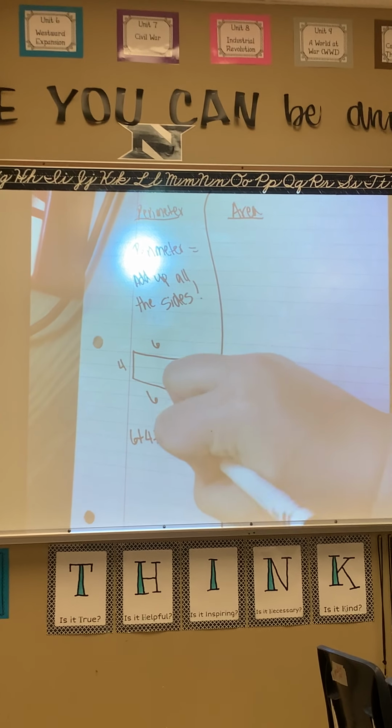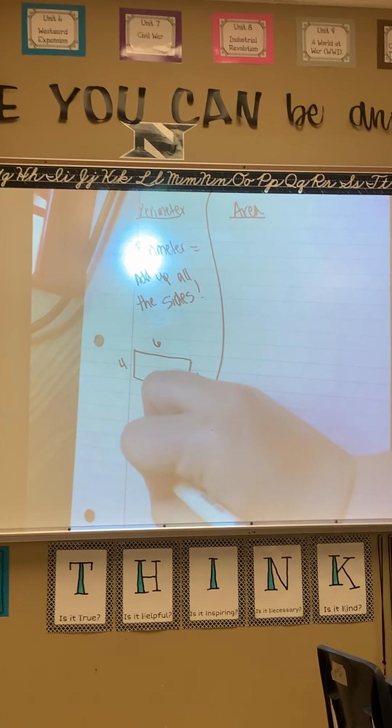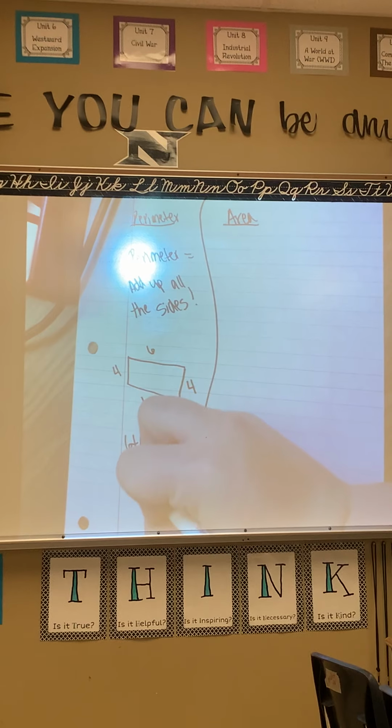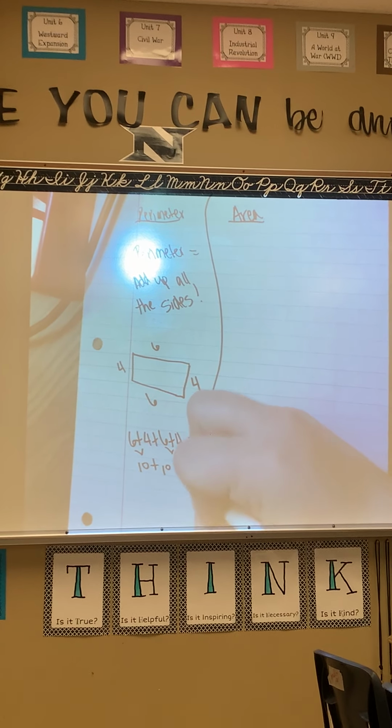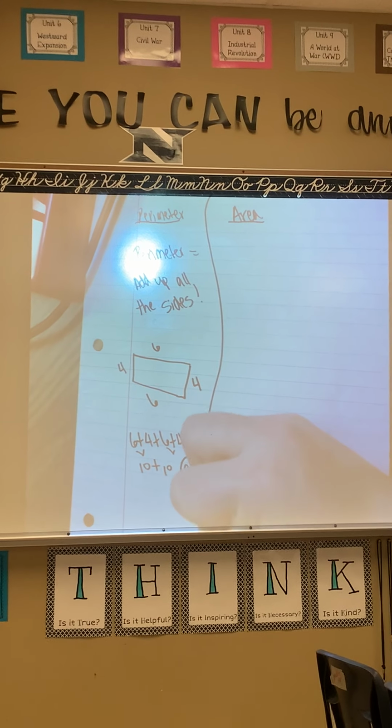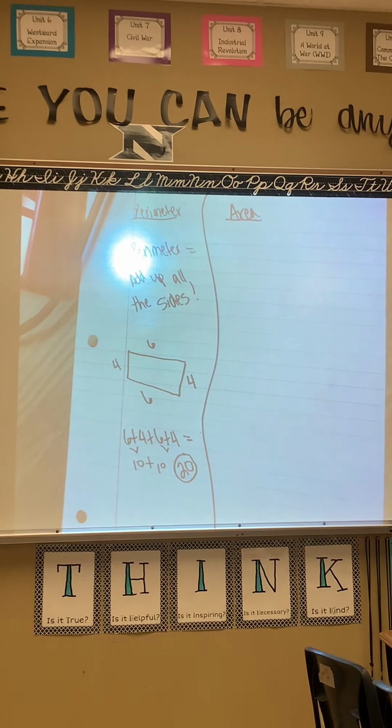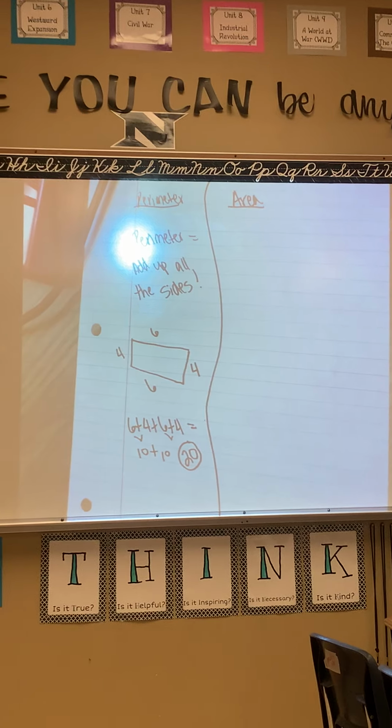Which when we do that, 6 and 4 is 10, plus 6 and 4 is 10. So that's going to equal 20. So our perimeter of this shape we have made is 20.